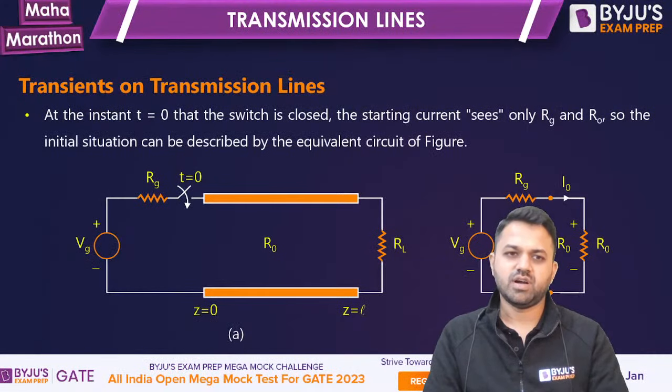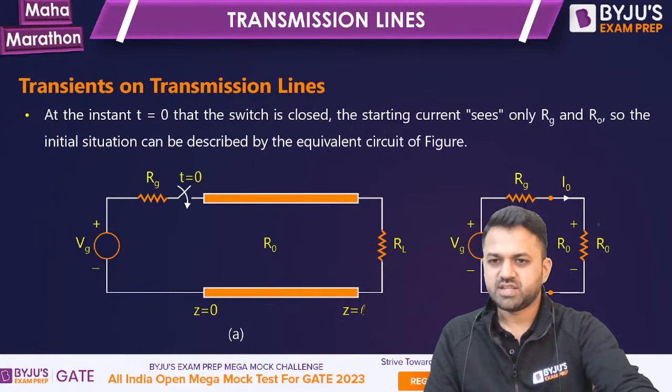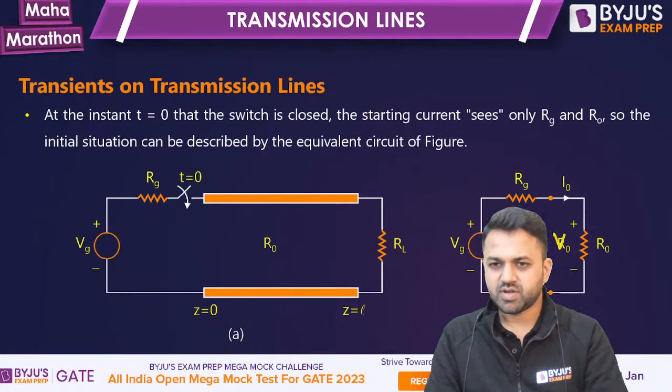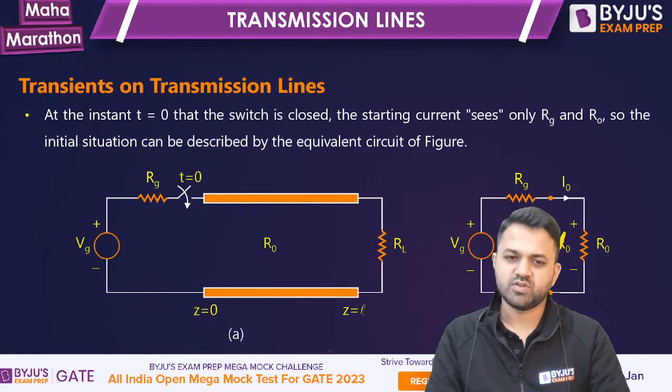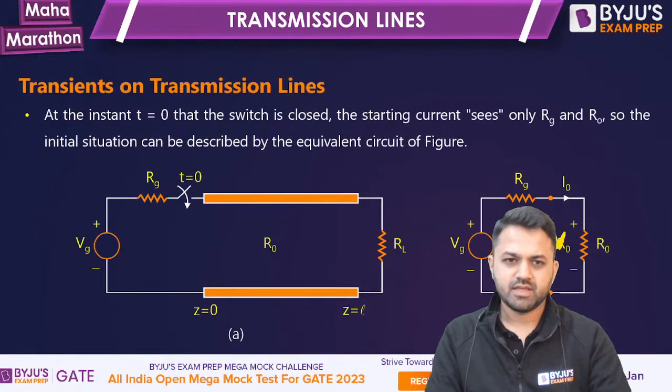So at time t equal to 0, when the switch is closed, it will give us the initial voltage V0. It will give us the initial voltage V0 across the resistance R0. Okay, so this will give us the initial voltage V0 and the initial current V0 by R0. Here you can see in the diagram once.